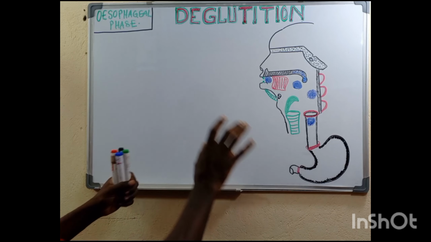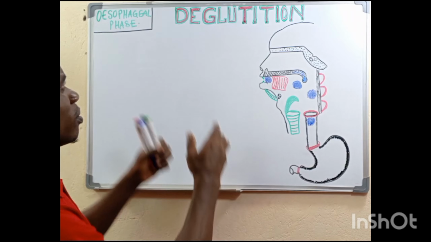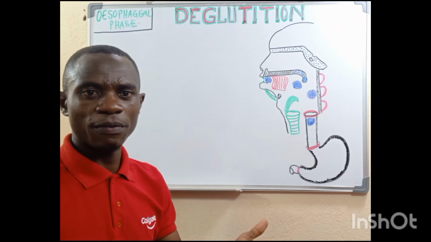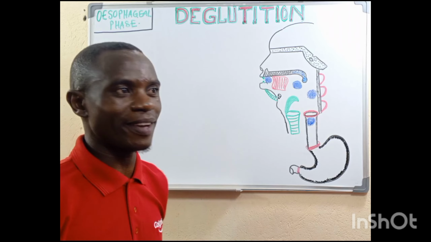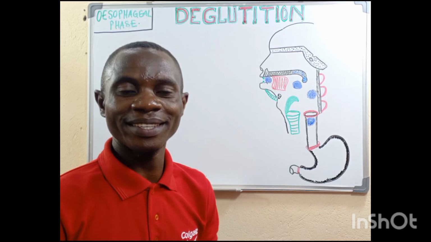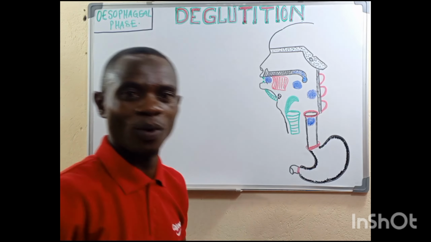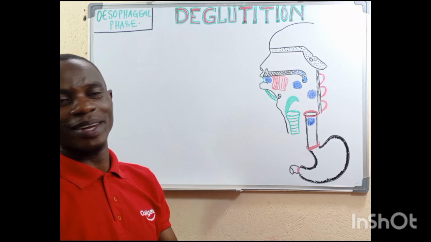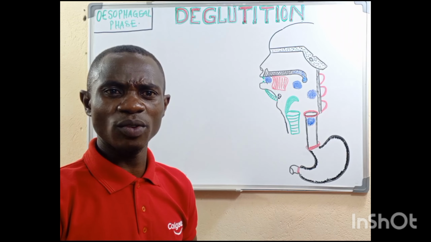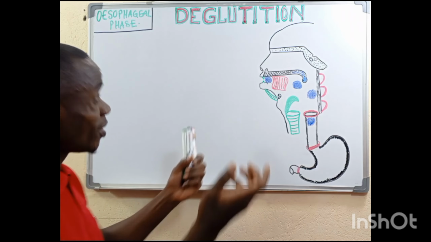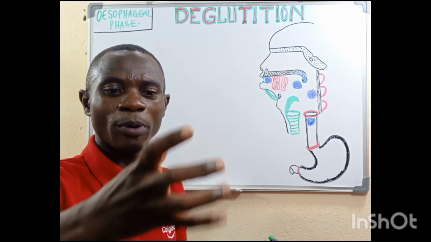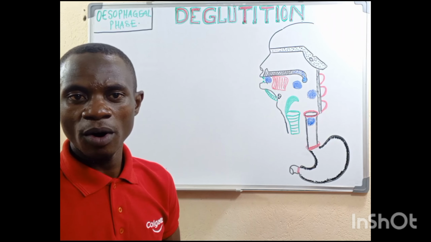So now, in the previous videos, we have been talking about the deglutition mechanism. We started with the oral phase. We moved to the pharyngeal phase, and now we are in the oesophageal phase, which is the last phase as the bolus moves through the esophagus down to the stomach. This is one of the easiest phases of deglutition, because the most important thing is how the bolus is propelled down to the stomach.